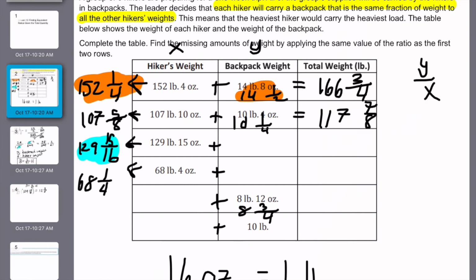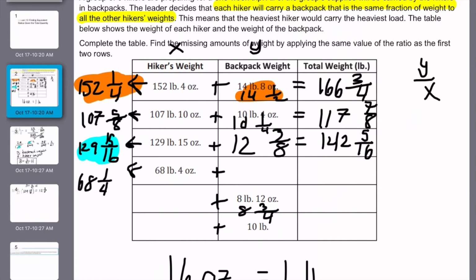After I do that, I would end up getting 12 and 3/8 as my backpack weight. So I'm going to go ahead and write that in there, 12 and 3/8. And to get my total weight, I do 129 and 15/16 plus 12 and 3/8, and I end up getting 142 and 5/16.